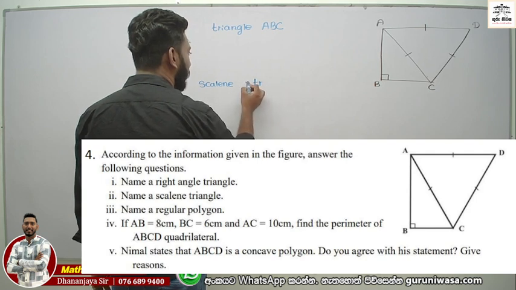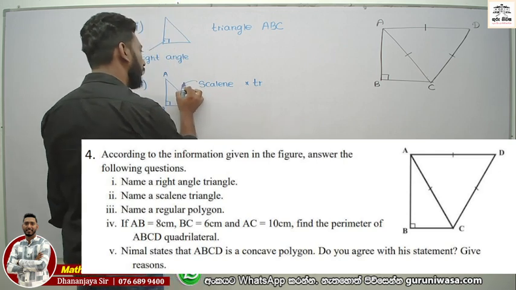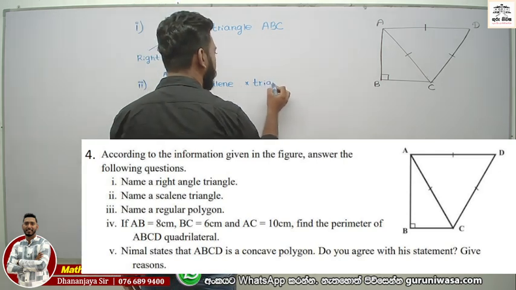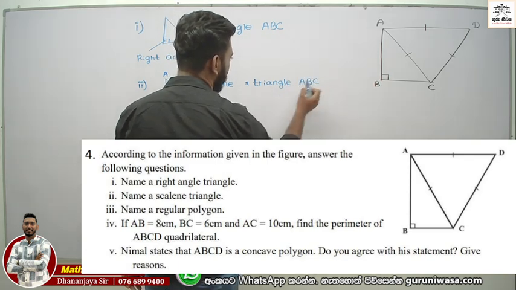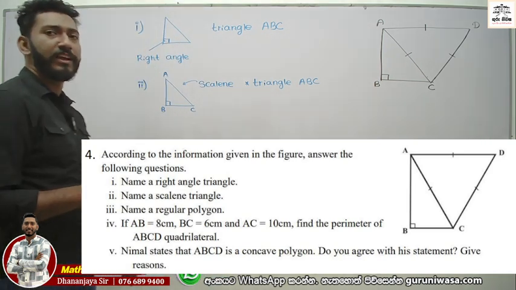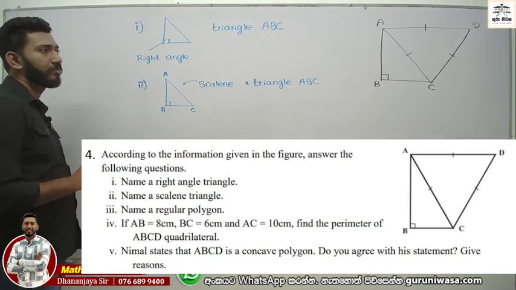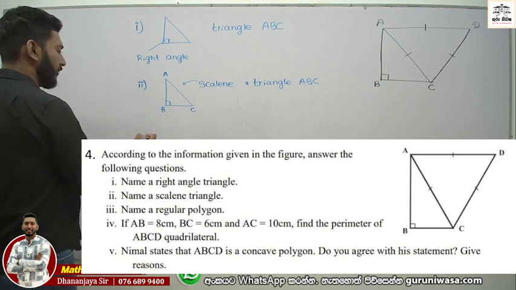Right? Now, this is the answer. Then the answer should be triangle ABC also. Every right angled triangle here we know as a scalene triangle. We can say that. Right.